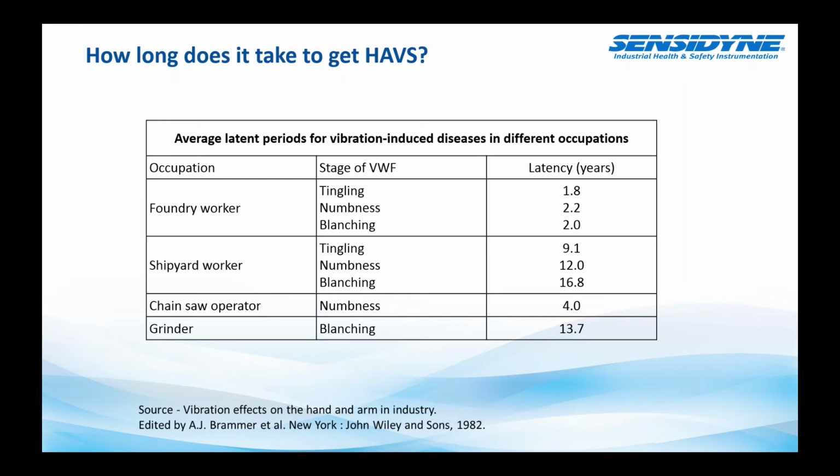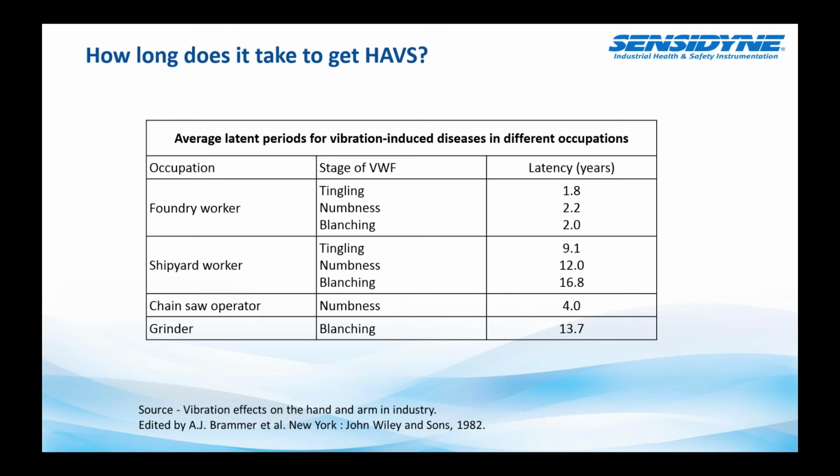Problem with the hands. So we start off with a tingling. Foundry worker may take up to a couple of years to start to experience tingling in their fingers. Numbness, again, over a couple of years, maybe 2.5 years and upwards. And then the whitening, again, is sort of approximately a 2-year interval for that. So it doesn't take long for a foundry worker to be working regularly with these things.